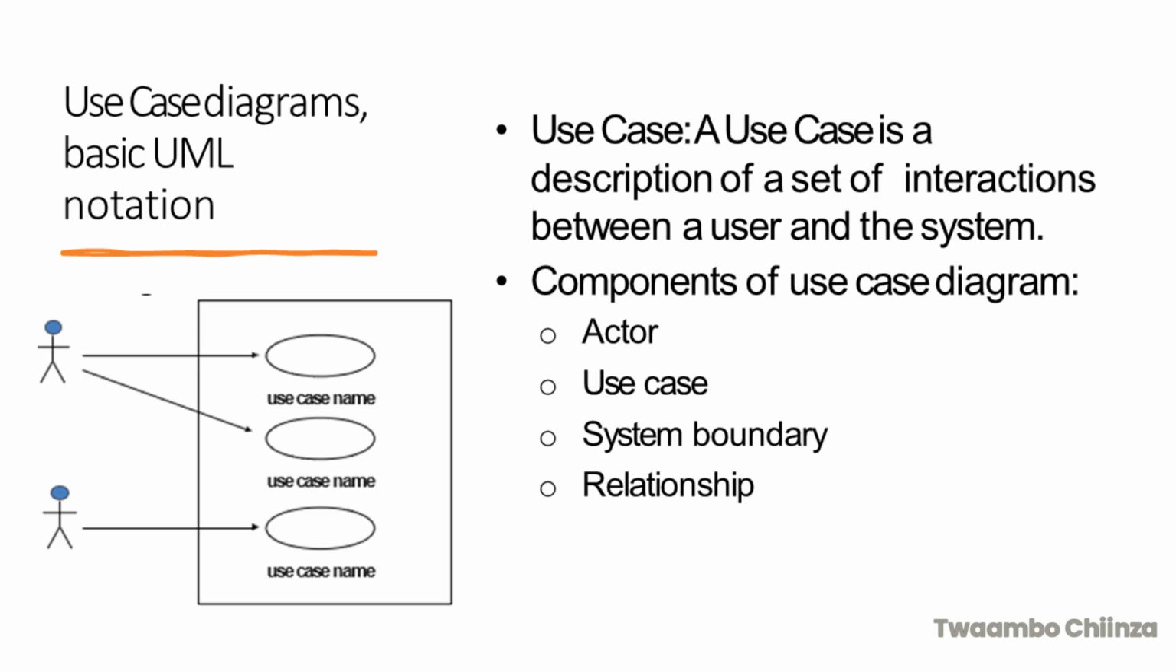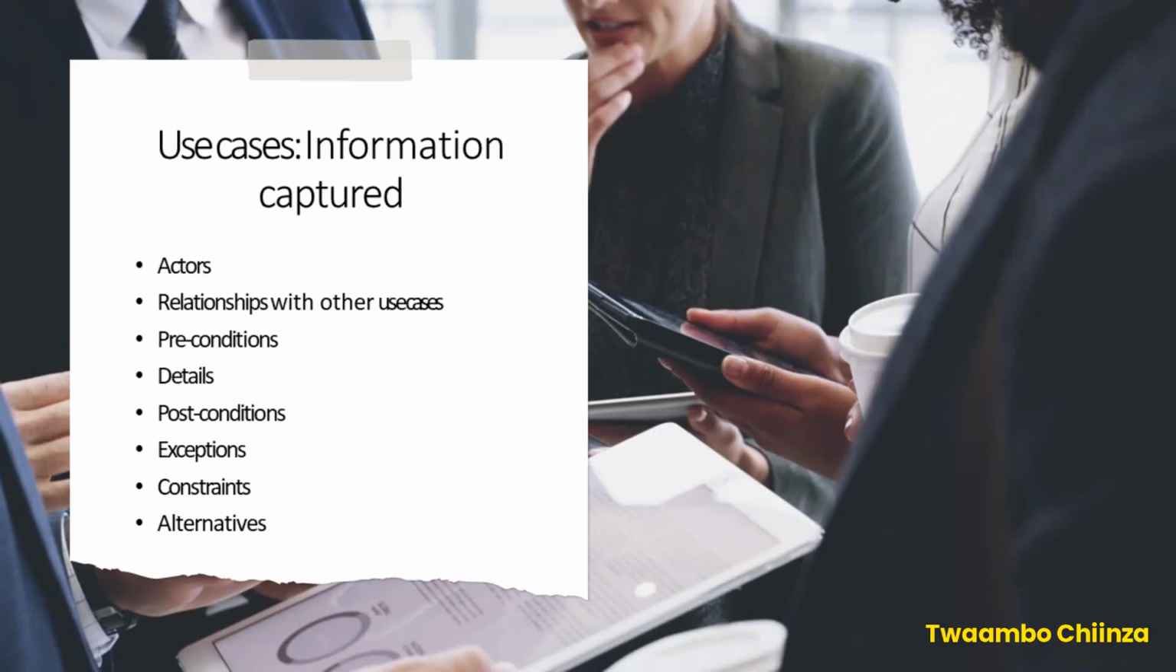A use case is a set of interactions between a user and a system. Key components include actors, use cases, system boundaries, and relationships as denoted here. Take note of the notation, shapes. Use cases capture detailed information that is critical for understanding and designing a system. Let's break down each element.